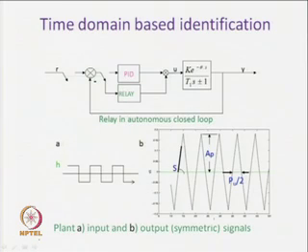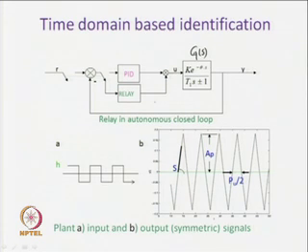Let us see the relay autonomous closed loop system, where the real time system is represented by the dynamics given as K e to the power minus theta s upon T1 s plus or minus 1. So, the denominator shows us that a pole in the right half or in the left half can be there for the dynamic model of the real time system.